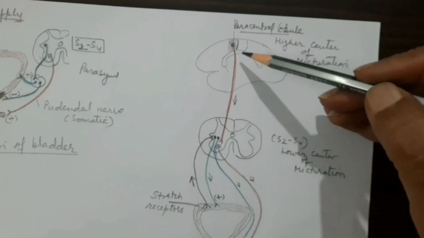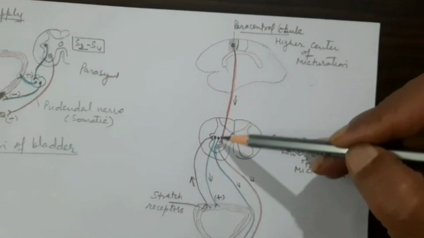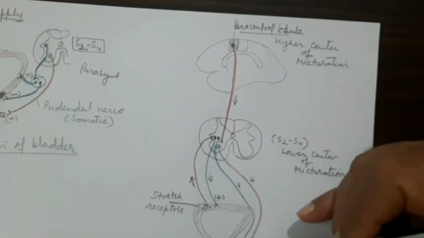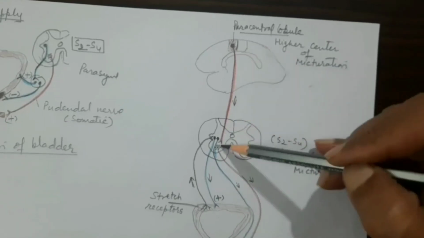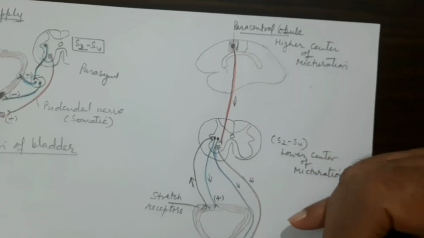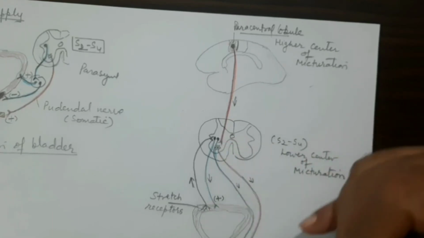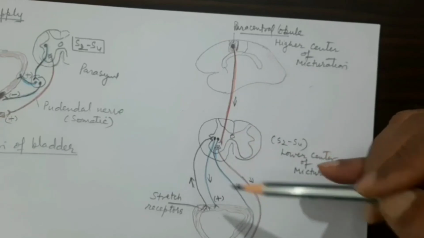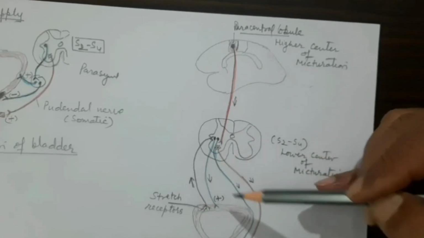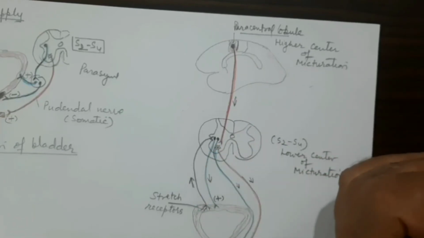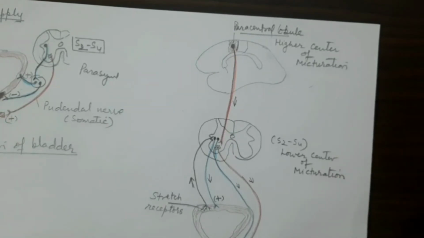And at the same time, through the voluntary control of the upper motor neuron and lower motor neuron control here, this sphincter will also relax at the same time. So it is the voluntary control as well as autonomic control, and ultimately the micturition takes place.